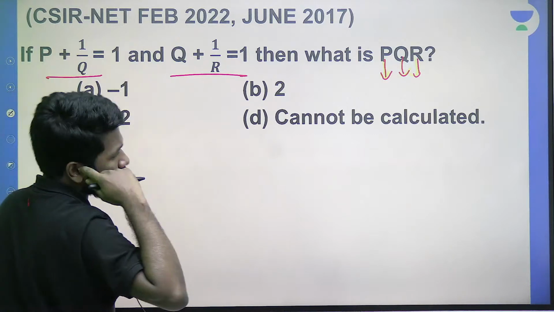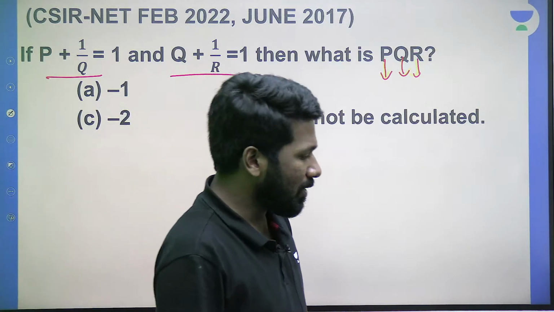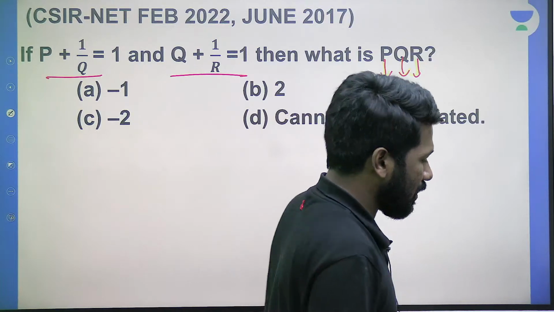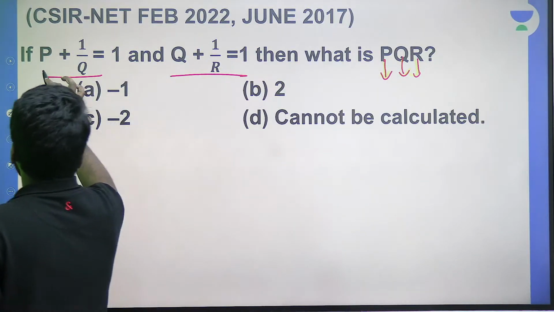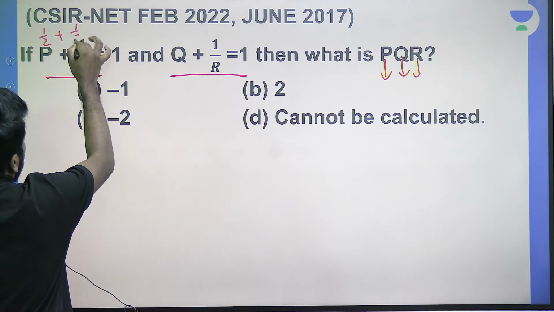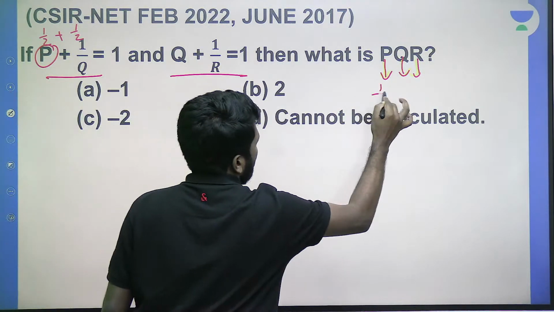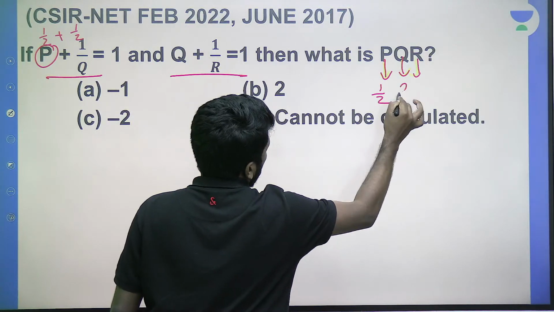p plus 1 by q is 1. The sum of two numbers is 1. So what is the best example, or many examples, you can take? The easy example you can take is, let p is equal to half. Then 1 by q will also be half, right? So if p is half, then 1 by q is half, so q will be 2, right?